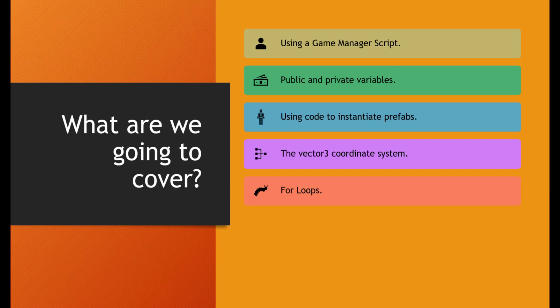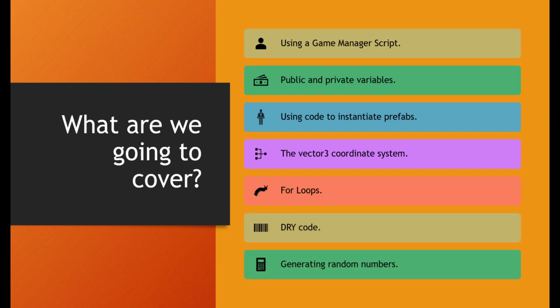We're going to look at for loops for the first time, and how for loops can make your code more DRY. And finally, we're going to look at generating random numbers so that when we do use for loops, everything is not in the same location.